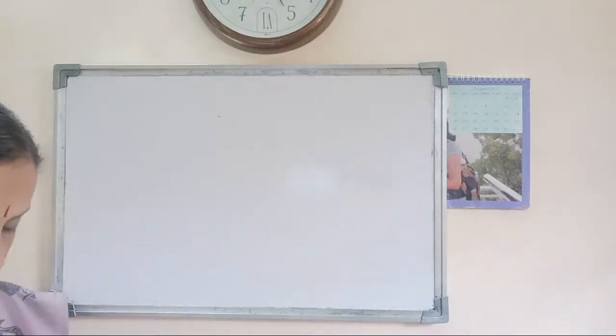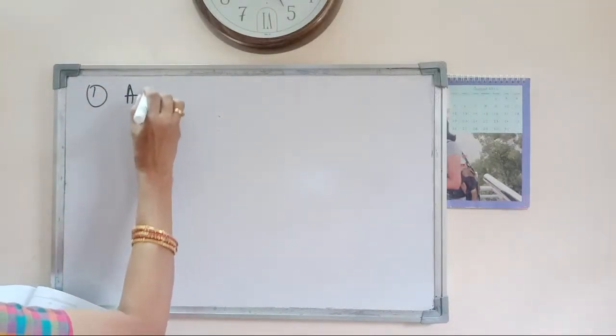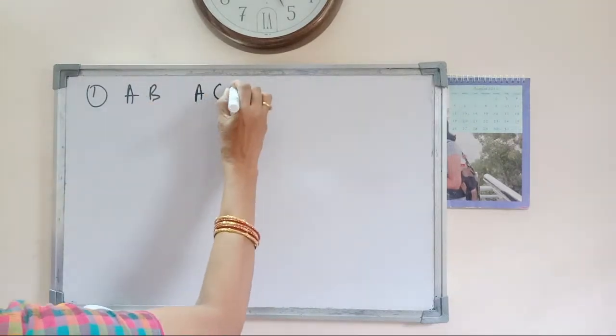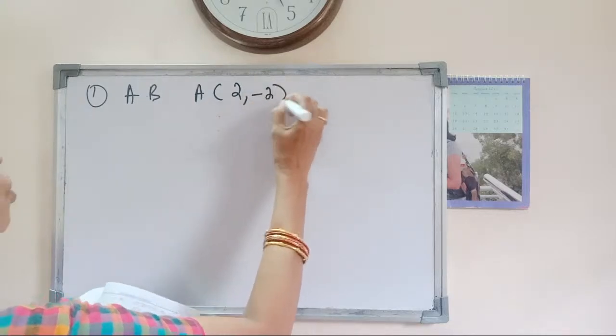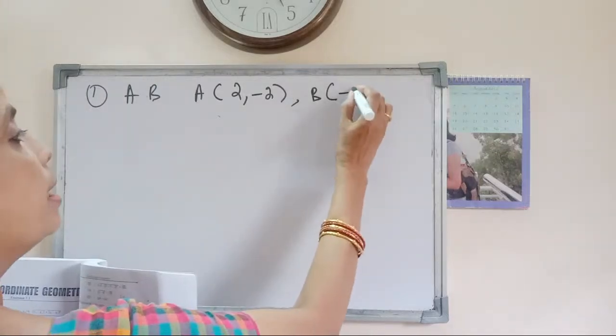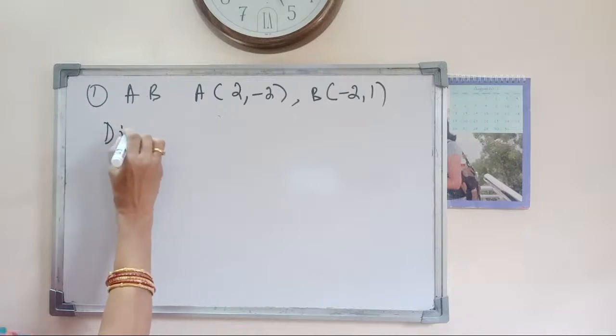Okay? Yes. First question. Find the distance between the points A and B, where A is (2, -2) and B is (-2, 1). I will show you in the beginning how to consider the distance formula as its application. Distance AB.